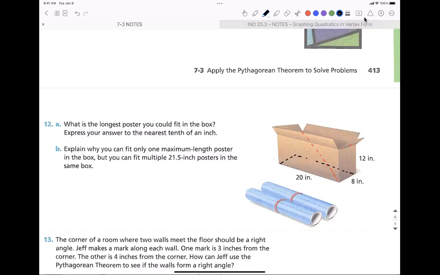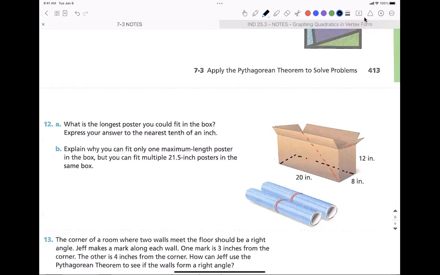Part A is just asking you what's the longest, and then it says explain. Don't worry about the explain part, and don't worry about part B. Just find what's the longest poster you can fit in this box. To answer part A, it's a 2-step problem. Because the poster is going to fit diagonal, you got to find the diagonal of your base, and then you got to use that as a leg for your second one.